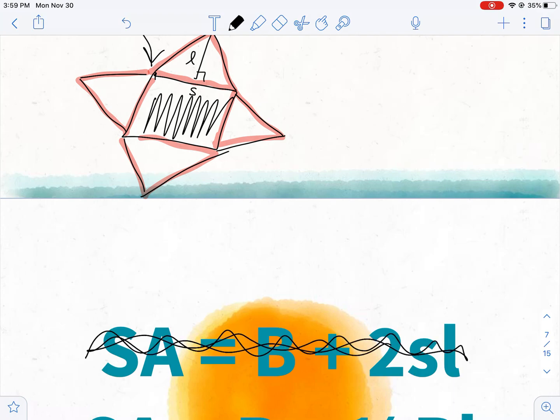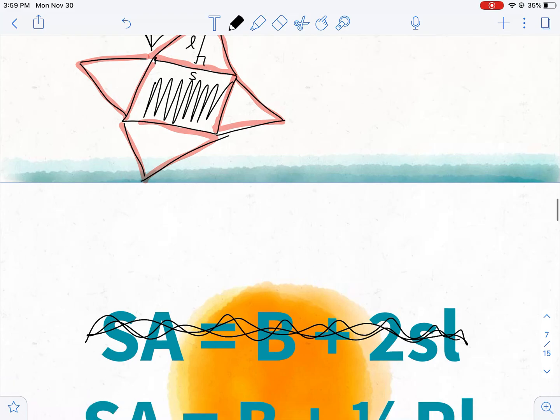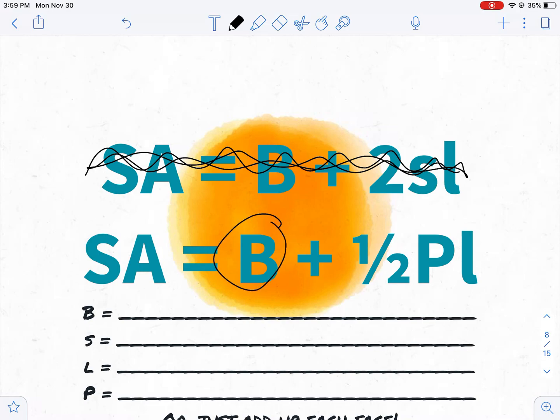side length. But it falls apart once I have a pentagon for my base, or a hexagon, or an octagon, or anything crazy. What will always work is 1 base plus 1/2 the perimeter times the slant height. Because this was 4 times 1/2 times the side. Well, the 4 on the side worked out to be my perimeter, right? If it was a pentagon, I would need to change this to 5. If it was a hexagon for my base, I would need to do 6.